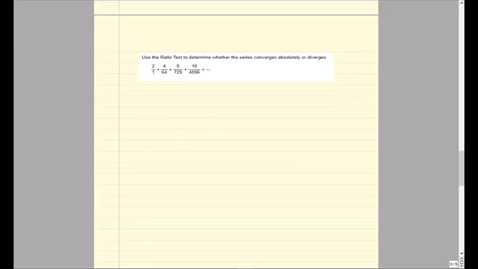Now this is an interesting one because they're telling us to use the ratio test, but not what to use the ratio test on. So what I need to do is rewrite this in terms of a series. So I'm going to go k equal 1 to infinity, and it looks like my numerator goes 2, 4, 8, 16. So these are powers of 2. So this is 2 to the first, 2 squared, 2 cubed. So I think that would be 2 to the k in the numerator.